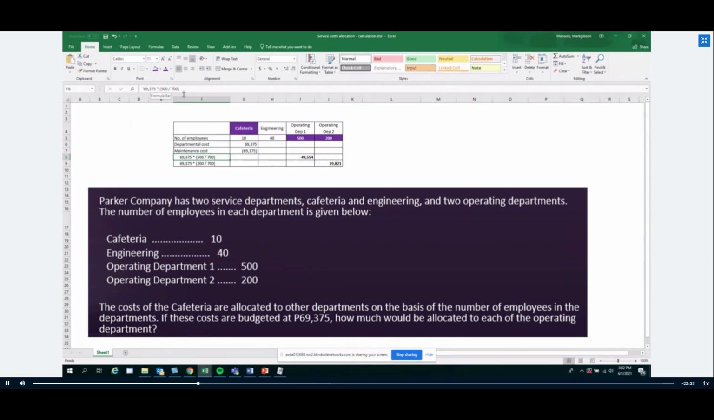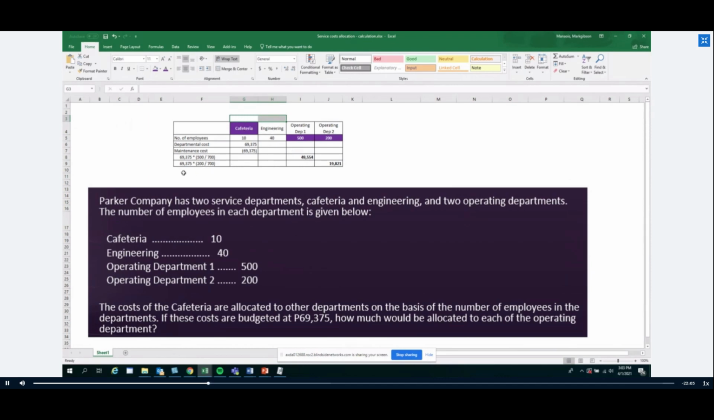69,375 multiplied by the prorata, 500 over 700. Where did the 700 come from? That is the total number of employees in operating departments 1 and 2. Okay? So that's the direct method. Remember, in the direct method we directly allocate this service cost to the operating departments.